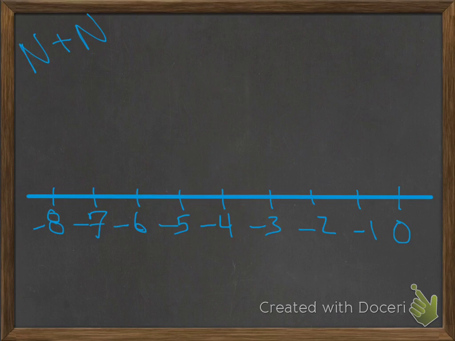A negative and a negative is another scenario that we have. It's the last one. Let's look at it quickly. So let's say you had negative 2 plus negative 3. What do?